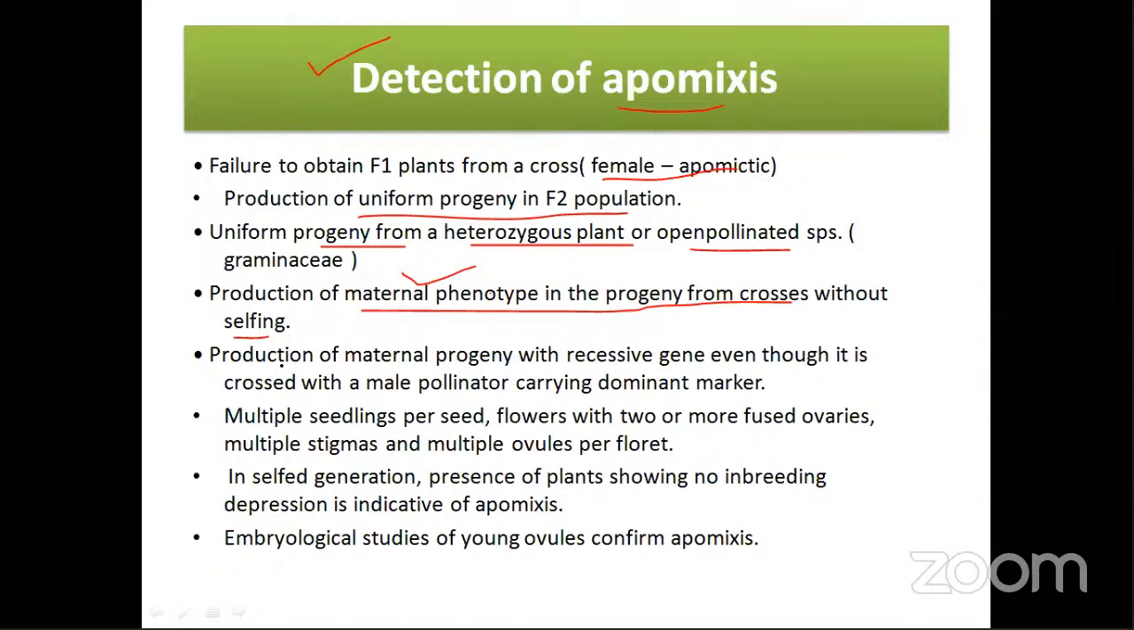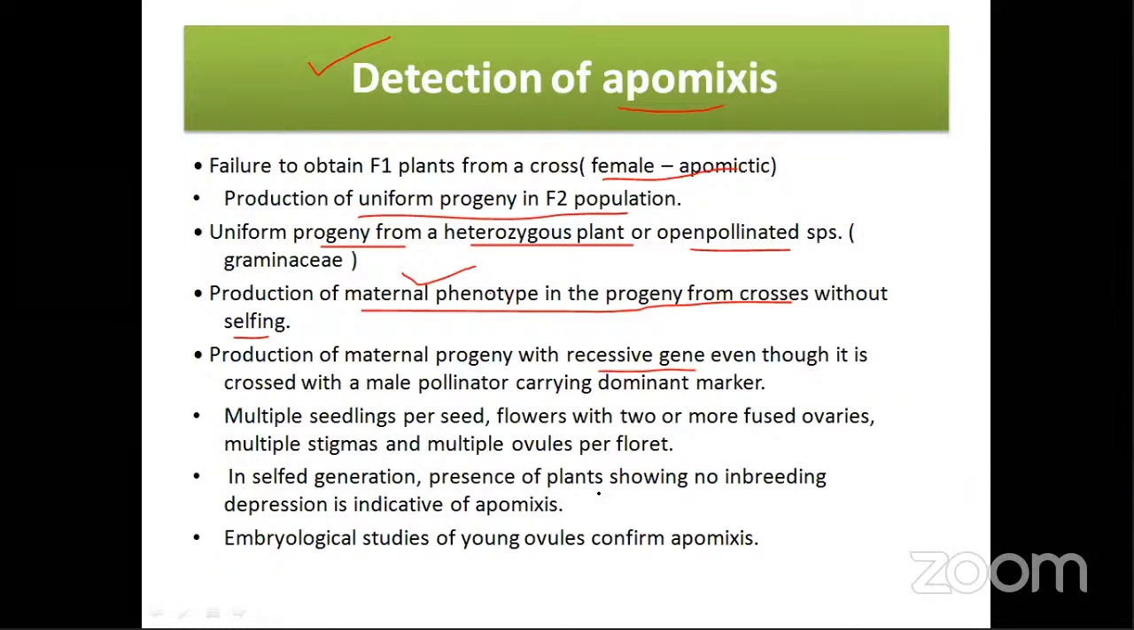Then if there is production of maternal progeny with recessive gene expression, even if the male parent which we are pollinating is carrying a dominant gene, the dominant gene should express in the progeny, but the recessive one is getting expressed, so we may indicate that there might be a condition of apomixis. Then if you find multiple seedlings per seed, that condition might be because of polyembryony, which is a case of apomixis.